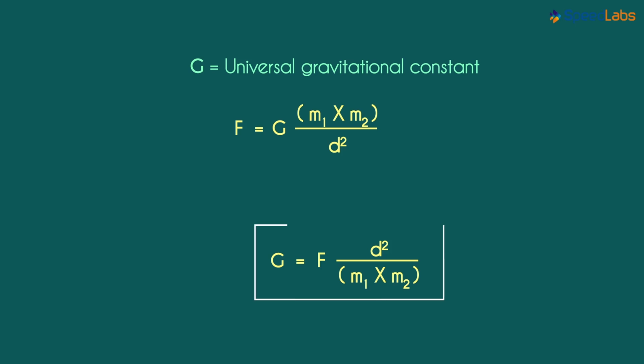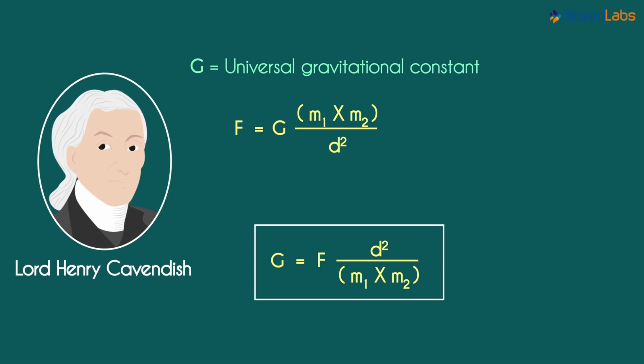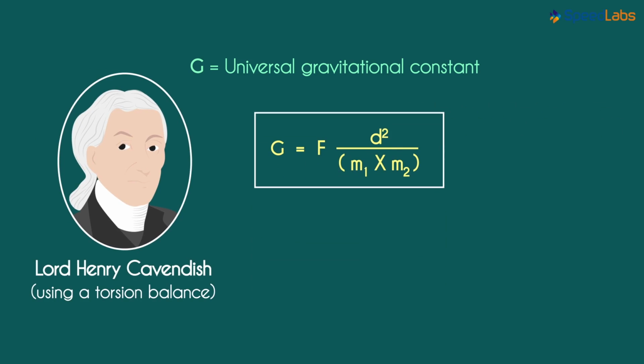The value of G was found out by Lord Henry Cavendish using a torsion balance. The universally accepted value of G is 6.673 times 10 raised to negative 11.